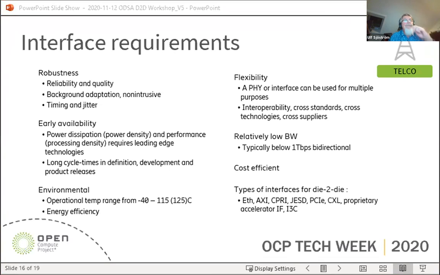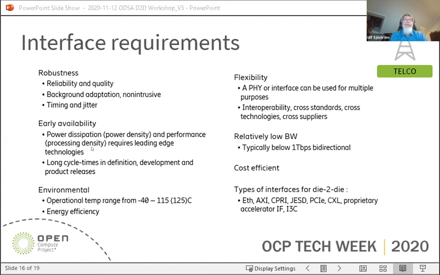So we need robustness in forms of timing and jitter. We need early availability of any enabling technology. There are generally very long cycle times in definition, development, and product releases. We need leading edge technology because in parts of our portfolio, we need the lowest possible power dissipation. In other parts of our product portfolio, we need the performance or processing density of the latest technologies.